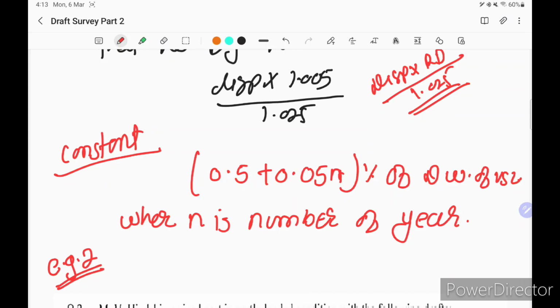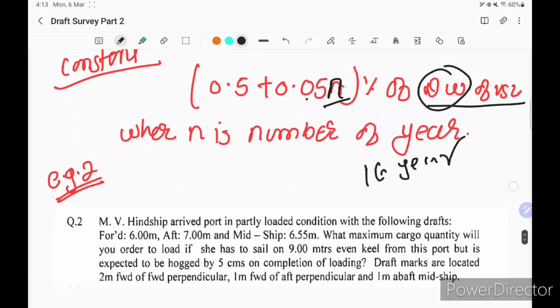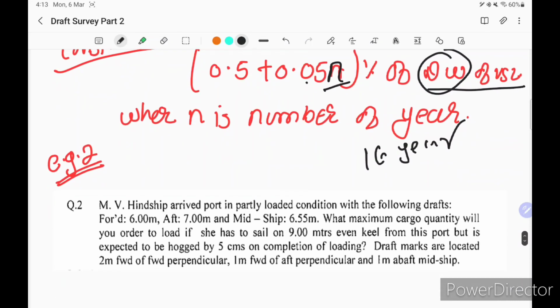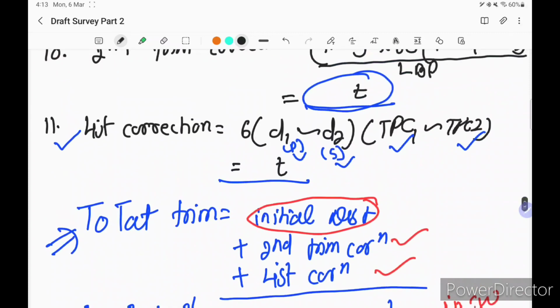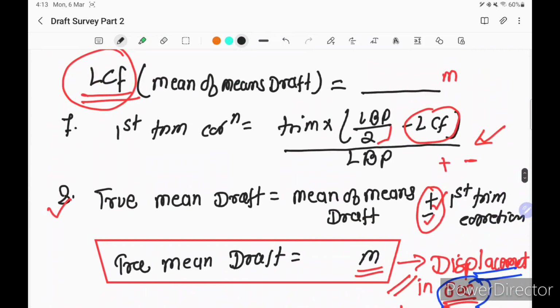Now sometimes in the question a constant is given. So the formula of the constant is 0.5 plus 0.05 n. This n is very important. It is the percentage of the deadweight by year. This n is the number of years. Like your vessel is built 16 years ago. So 0.5 plus 0.05 into 16, and the percentage of the deadweight of the vessel. Hope you understand these formulas. In total we have 11 steps. Just write them down on paper 2-3 times by heart. You will learn all of these by heart.